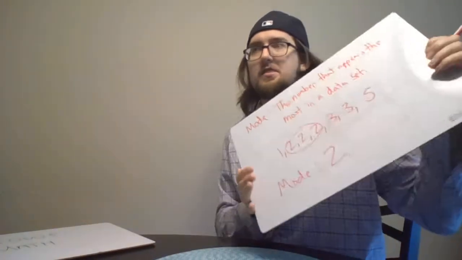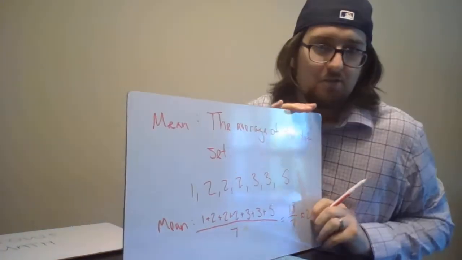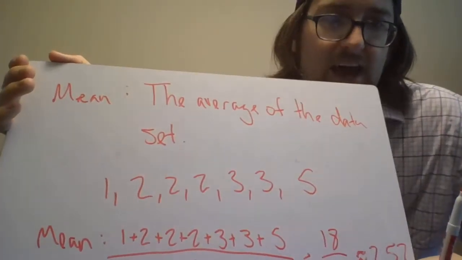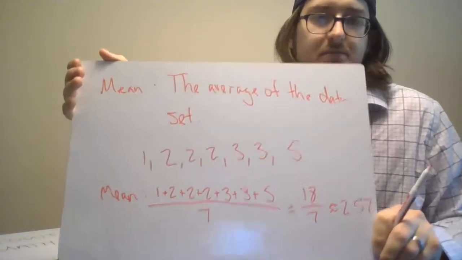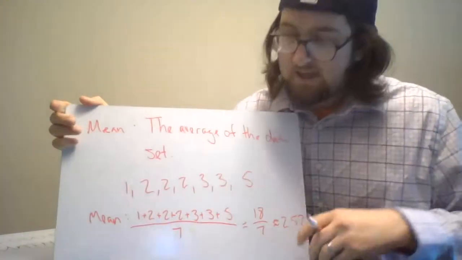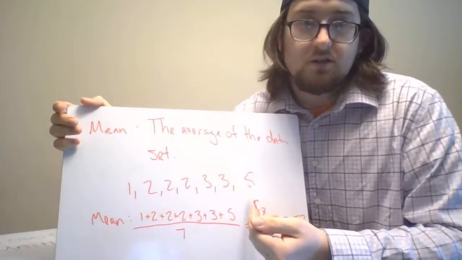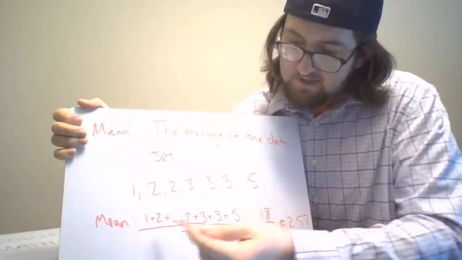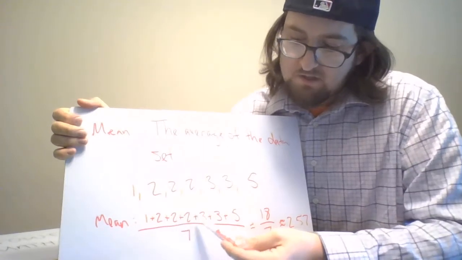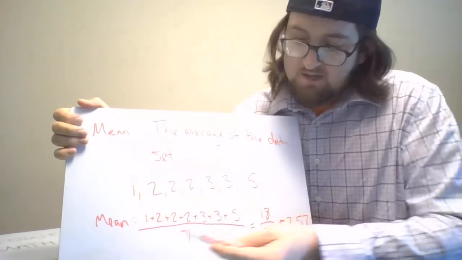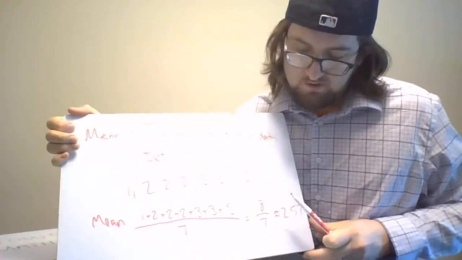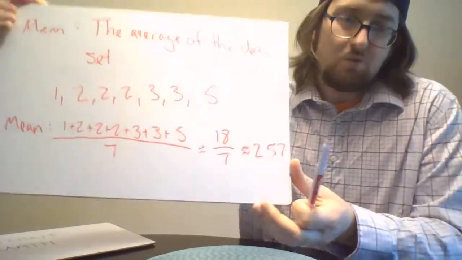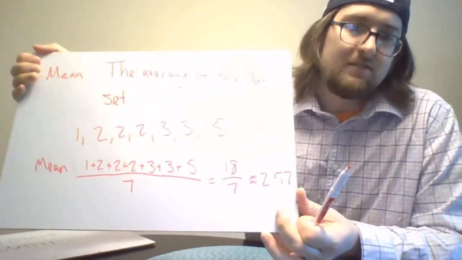And then the most tedious of the 4 is mean. So mean is the average of the data set. So what does it mean to have an average? Well, that is where you add up all of your numbers and divide by how many numbers there are. So when we add up all our numbers in our data set, we have 1 plus 2 plus 2 plus 2 plus 3 plus 3 plus 5 divided by 7. Okay? So then we've got 18 divided by 7, which equals about 2.57.